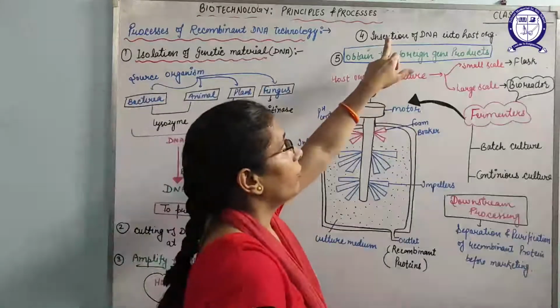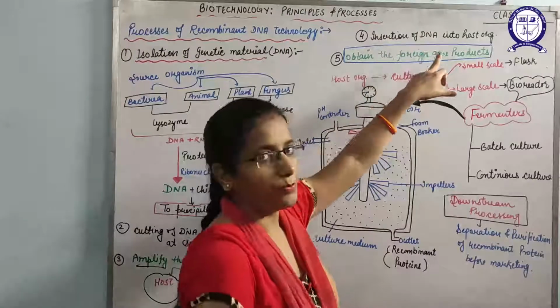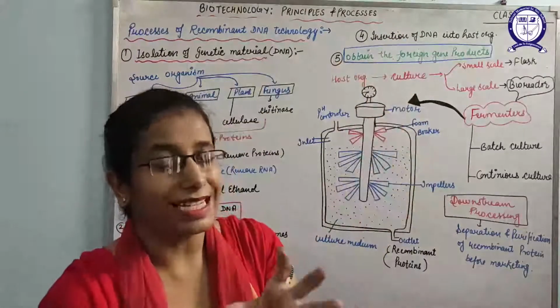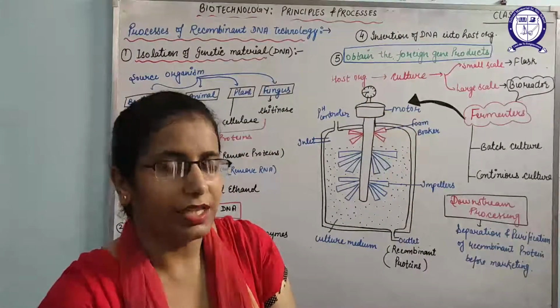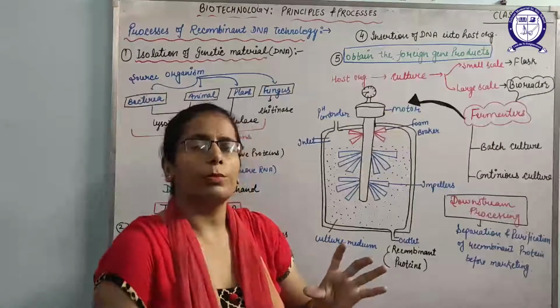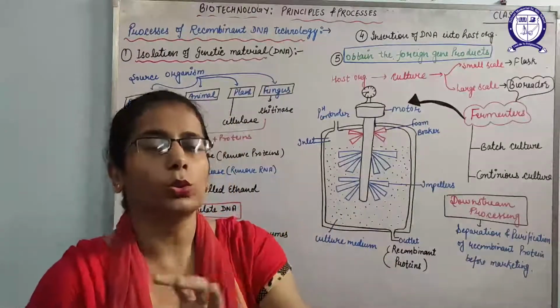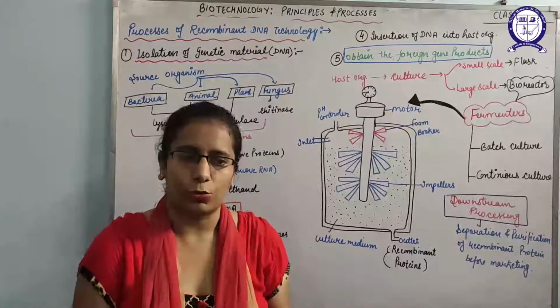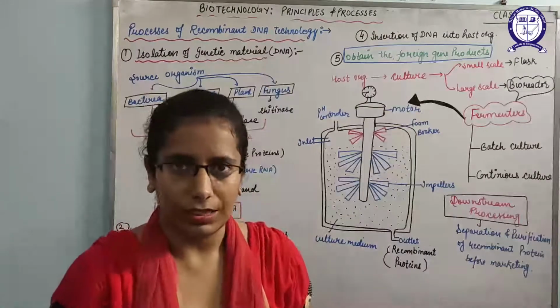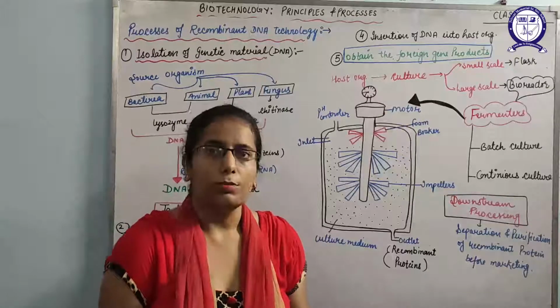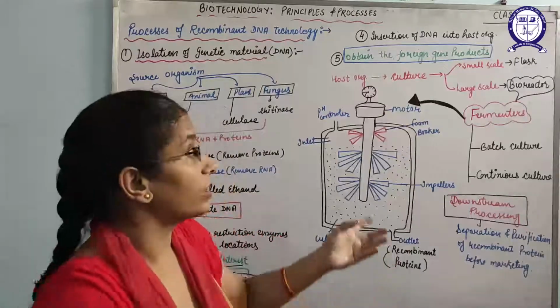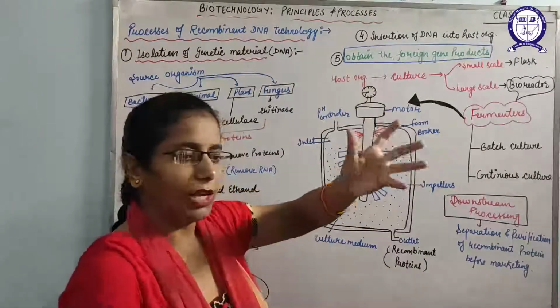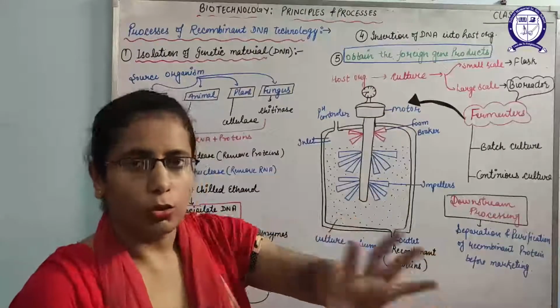What will we do? We can insert that DNA into the vector, which gives the rDNA, recombinant DNA. After that, the recombinant DNA is inserted into the host organism by using different techniques like electroporation, the gene gun method, the chemical method, and microinjection, which we have already discussed. After that, we have inserted the gene into the organism.